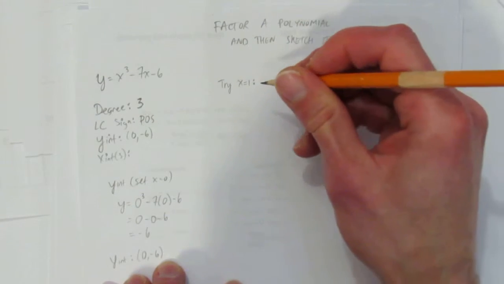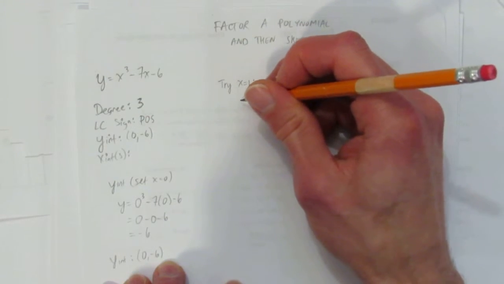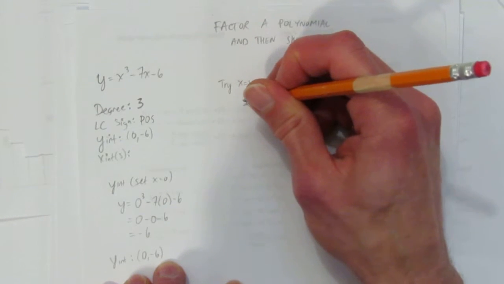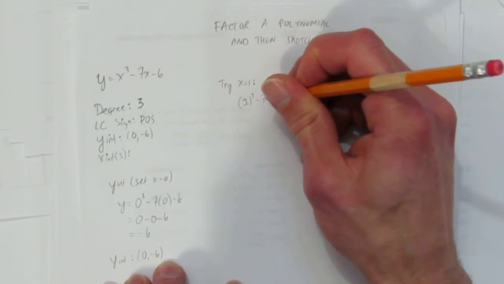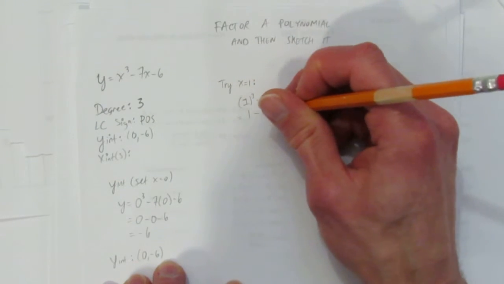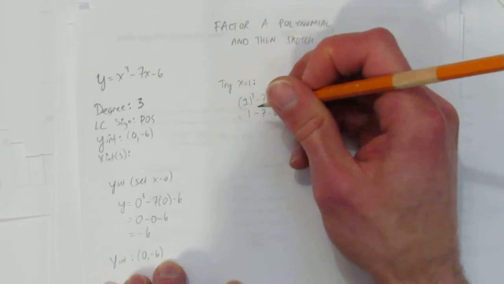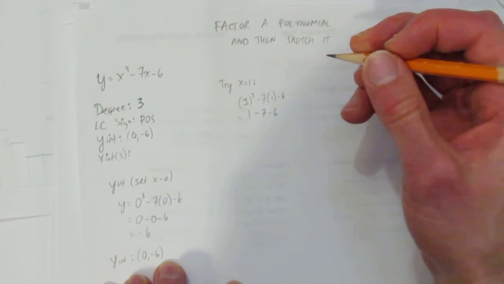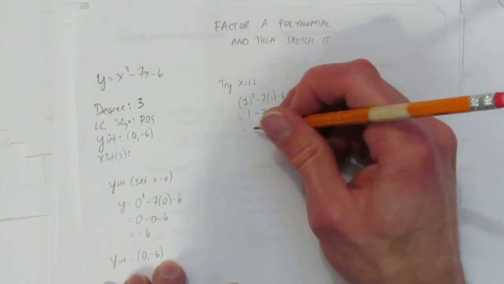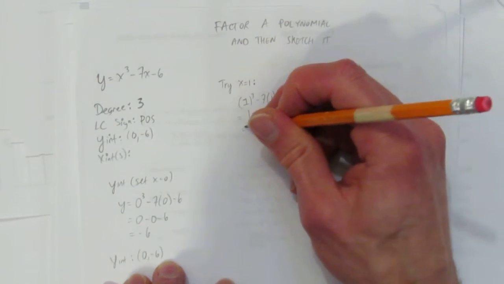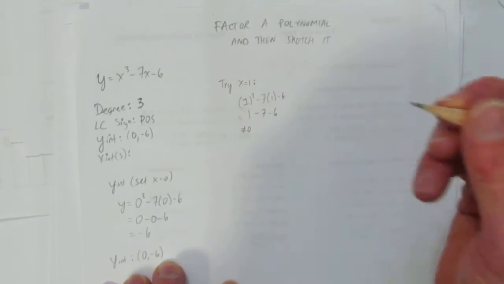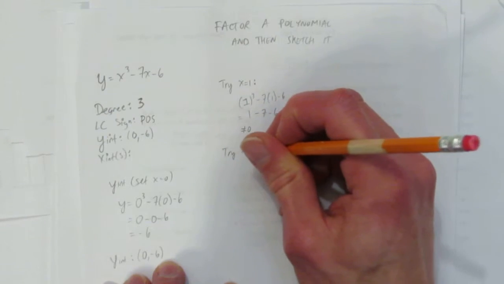Let's try x equals 1. We get positive 1 cubed minus 7 times 1 minus 6. 1 cubed is just 1. Nice. Take away 7, take away 6. Oh, not so nice. 7 times 1 is negative 7. That gave us negative 13. Or you could just say at this point, I know it's not 0, which I want. Okay, try something else. How about negative 1?